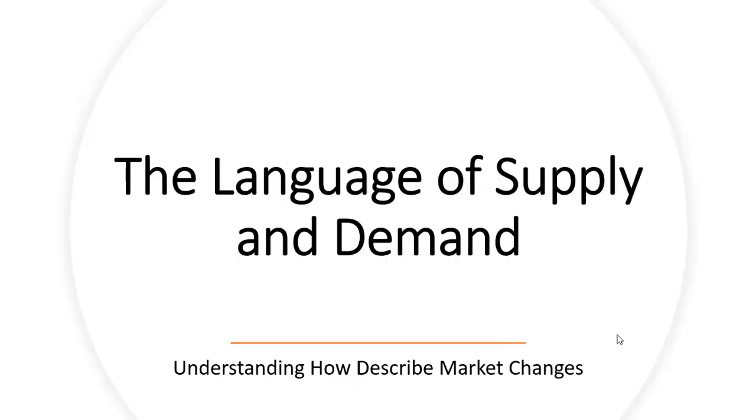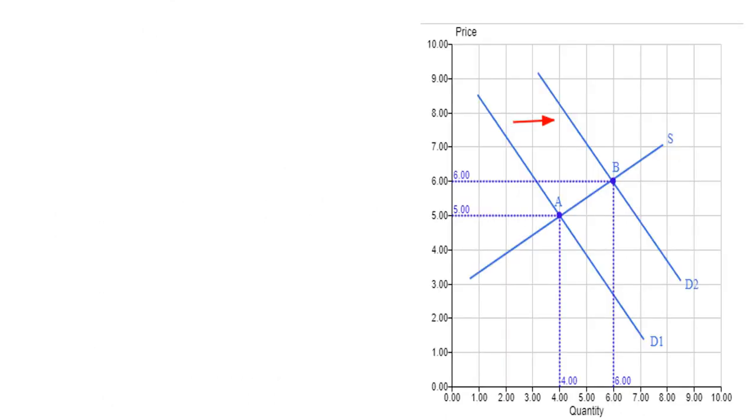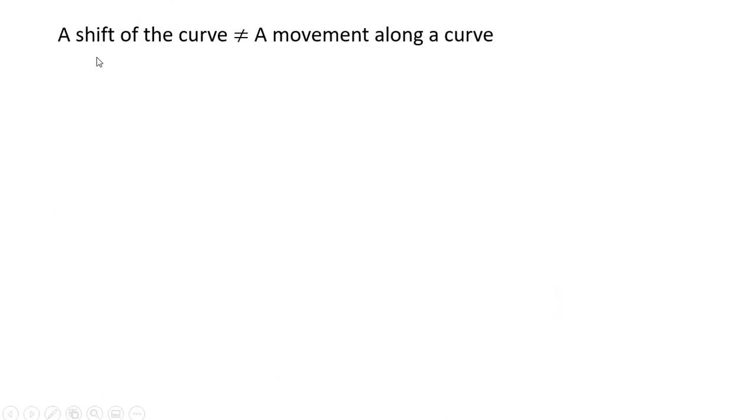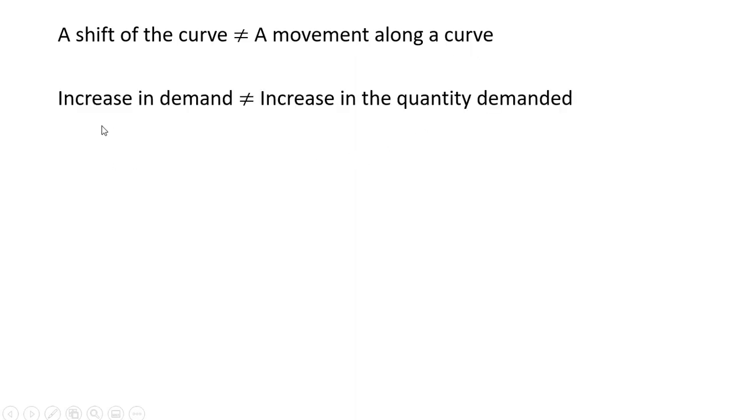Hello, in this video I'm going to try to clear up some confusion around the language of supply and demand. So let's first start. A shift of the curve, either the demand or supply curve, is not the same thing as a movement along a curve. So these things are not equivalent in terms of language.